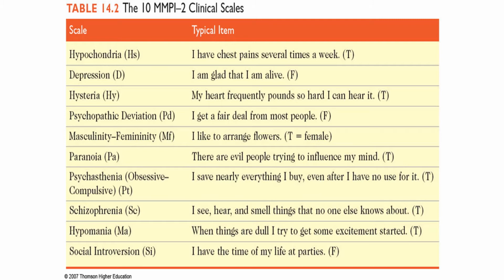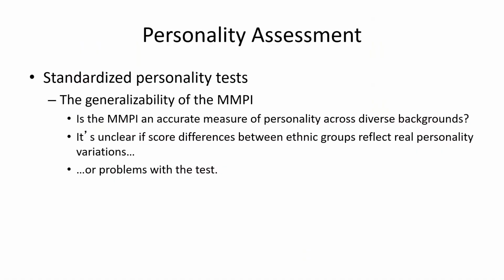Paranoia, that's kind of your straight psychosis. Schizophrenia. Psychasthenia, obsessive compulsive disorders. We're looking at hypomania, measuring some of the manic symptoms. And then social introversion, which is just this kind of idea of avoiding or not avoiding social interaction.